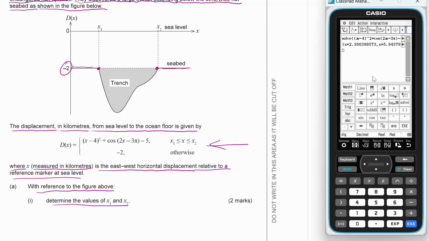And it gives us that x1 is equal to 2.3004, and that x2 is equal to 5.94379.